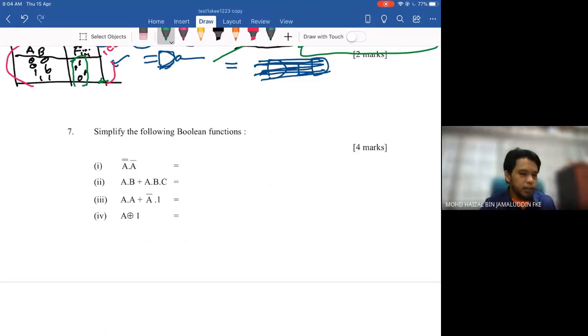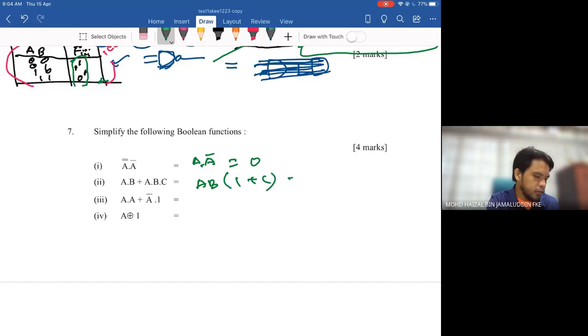Okay, so this is a standard question. Simplify the Boolean equation. So this one should be easy. A A bar is equivalent to 0. Okay. So AB times (1 plus C) is equivalent to AB.